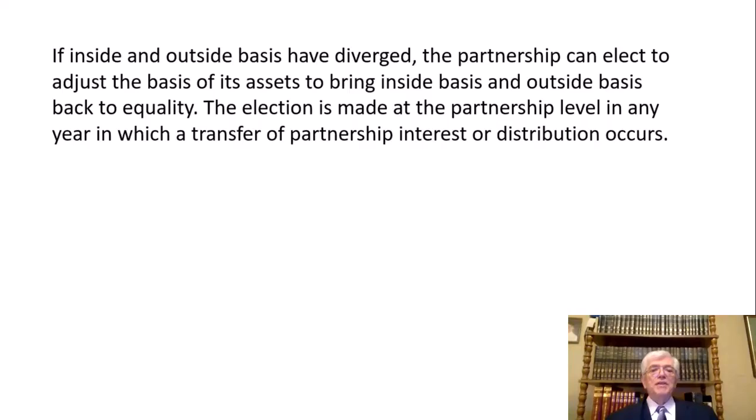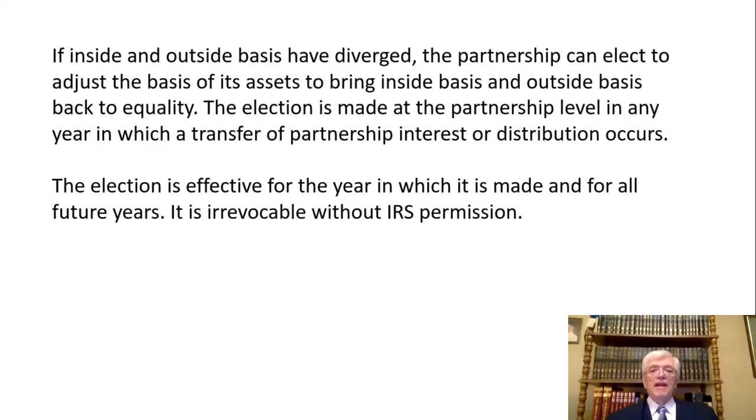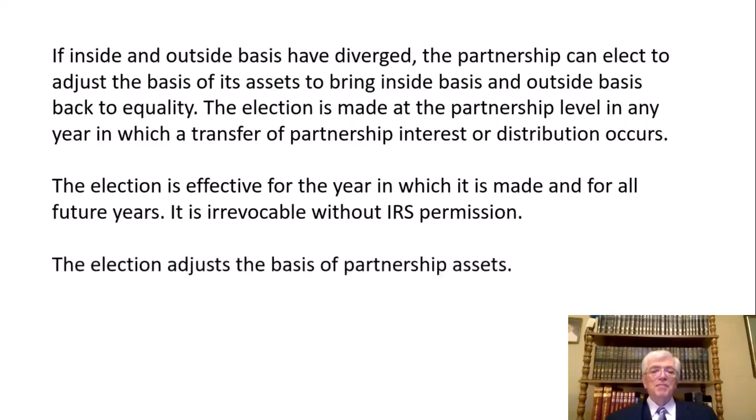It happens in any year in which a transfer of partnership interest or a distribution occurs. So anytime inside and outside basis get out of whack, the partnership can make this election if they want, or they don't have to. It's an election. Election is effective for the year in which it is made and all future years. It's irrevocable without IRS permission. So they say, okay, if you want to do it, that's fine, but you can't just do it and then say, oh, never mind if it turns the other way for you. So you're going to need IRS permission to undo your election.